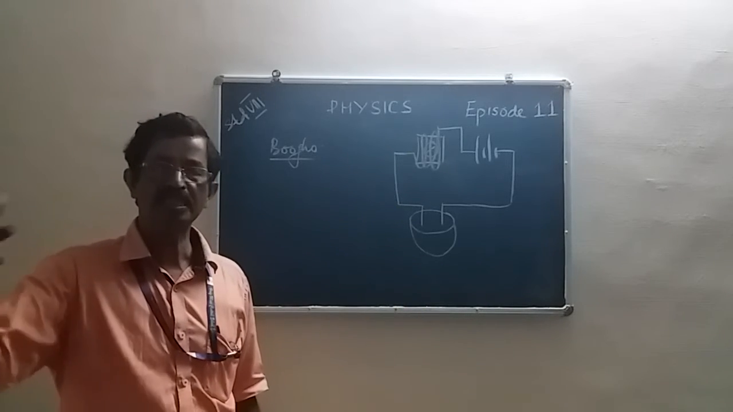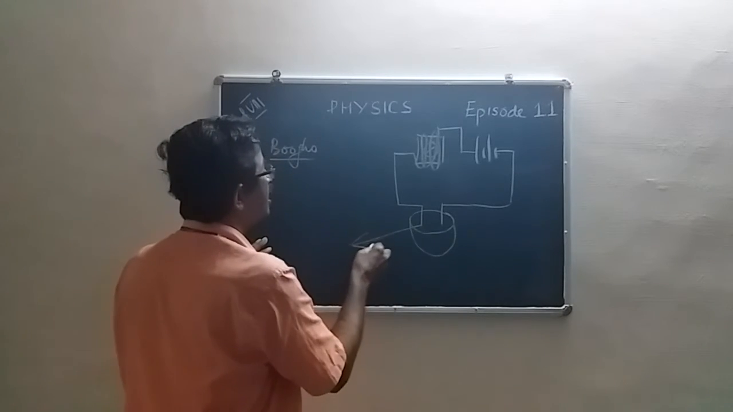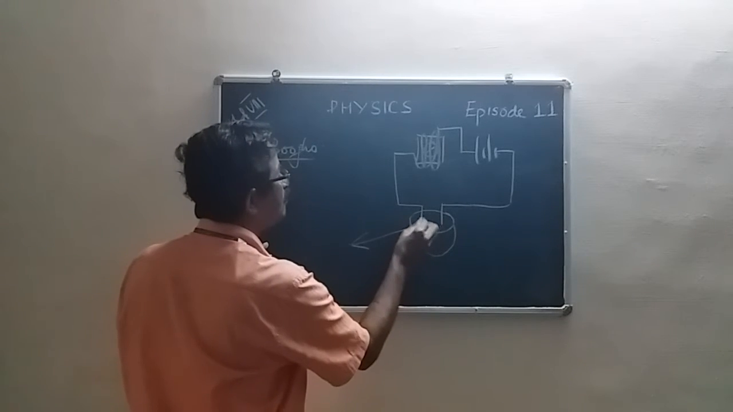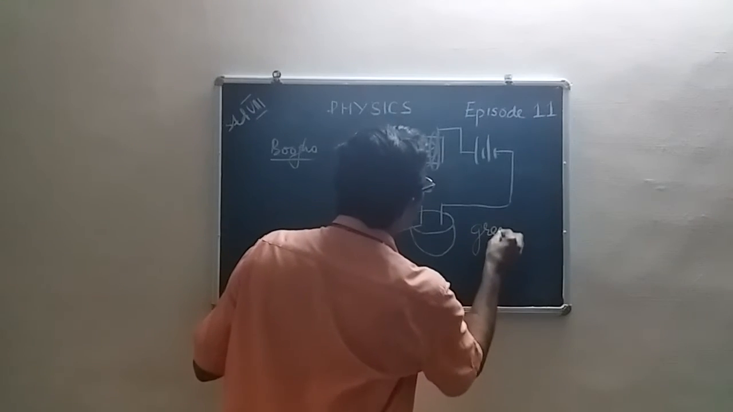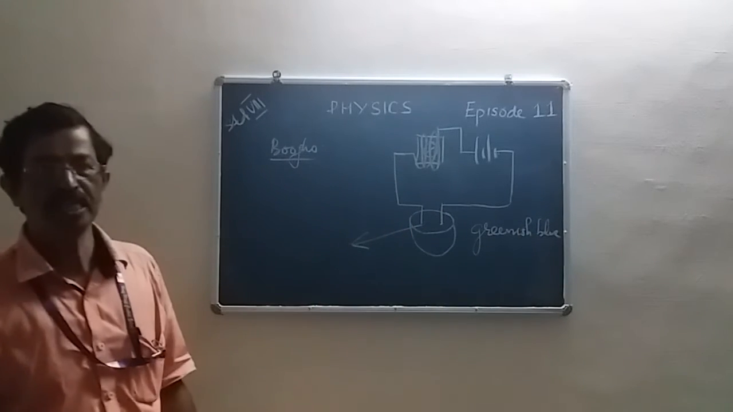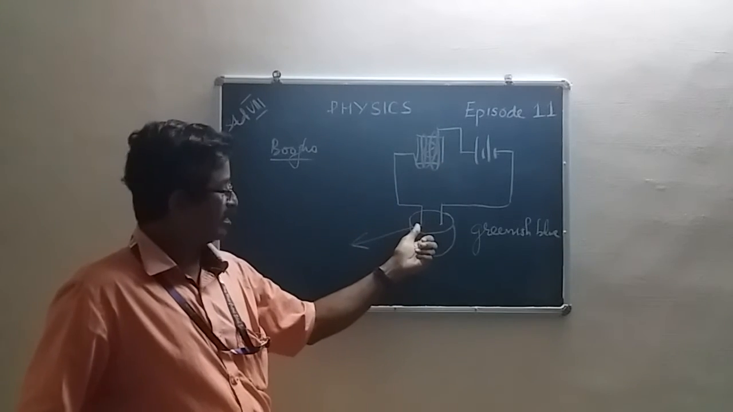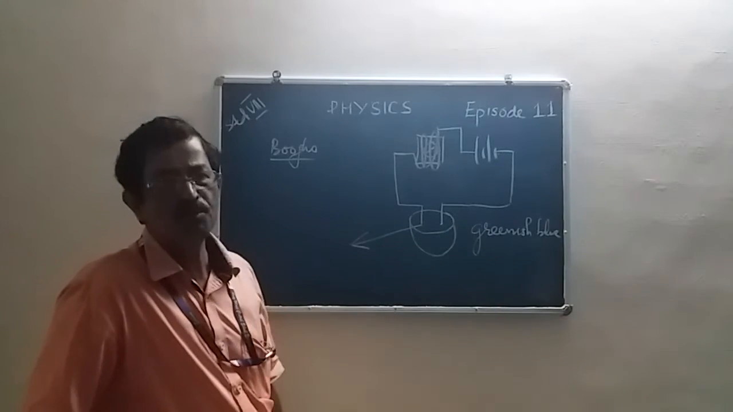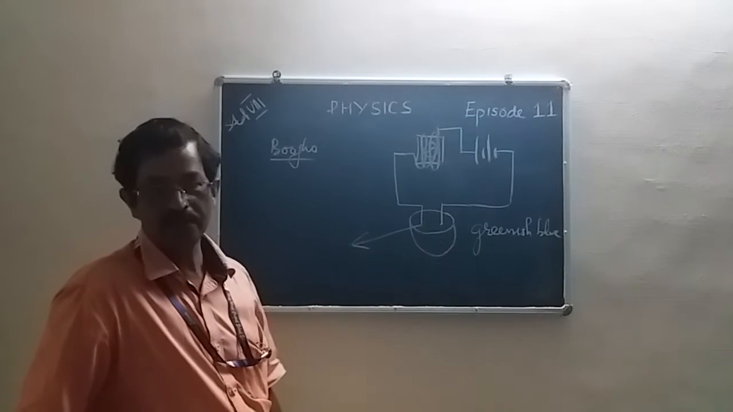And after some time, when he returned, he saw that near the positive terminal, where the positive terminal's copper wire was inserted into the potato, there was a greenish blue color. But on the other side there was no change. That means near the positive terminal of the battery connected to the potato, what color did he observe? Some greenish blue appeared here, but here no color appeared.